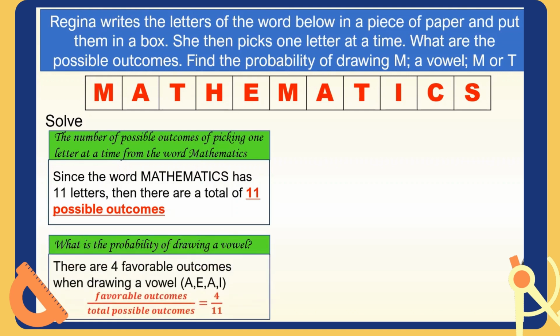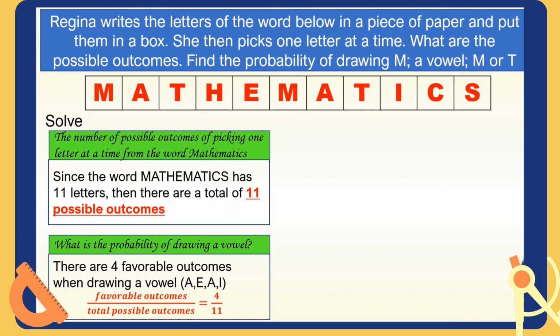So, the answer is, since there are 4 favorable outcomes when drawing a vowel. Meron kasi tayong 4 na vowel dyan. Meron tayong 2 A, isang E, at isang I. So, the favorable outcomes is 4. And then, the total possible outcomes is 11 kasi 11 letter word ang mathematics. So, the probability of drawing a vowel is 4 over 11.